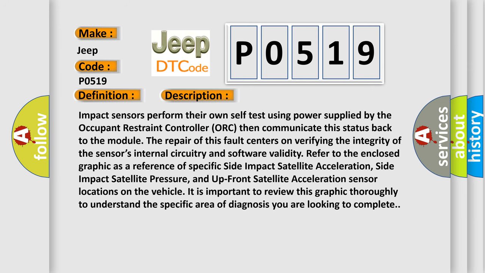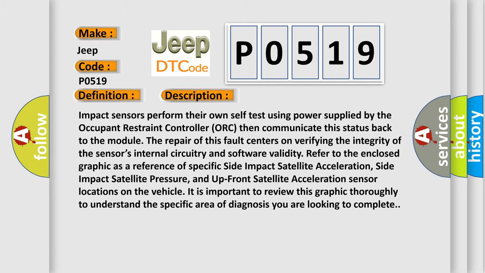Impact sensors perform their own self-test using power supplied by the occupant restraint controller, ORC, then communicate this status back to the module. The repair of this fault centers on verifying the integrity of the sensor's internal circuitry and software validity. Refer to the enclosed graphic as a reference of specific side impact satellite acceleration, side impact satellite pressure, and upfront satellite acceleration sensor locations on the vehicle. It is important to review this graphic thoroughly to understand the specific area of diagnosis you are looking to complete.